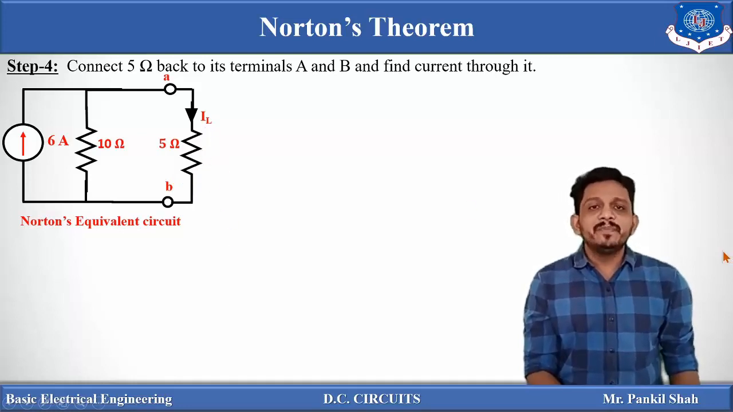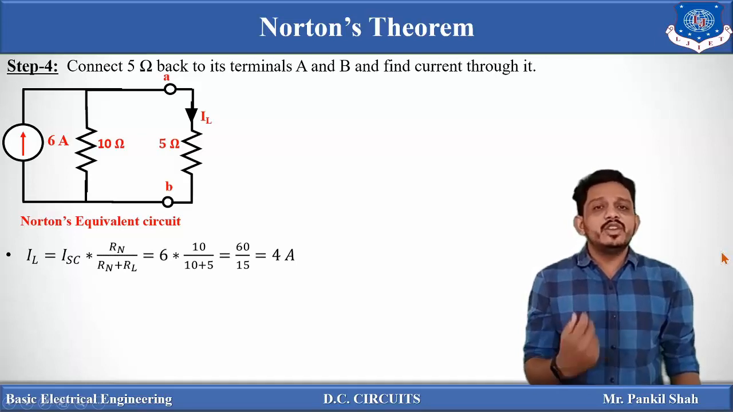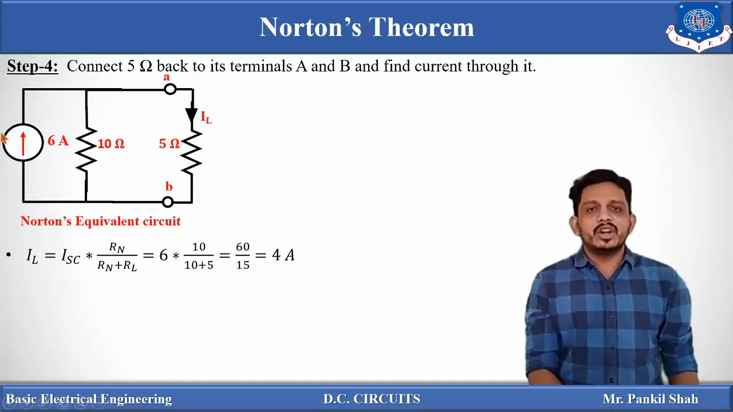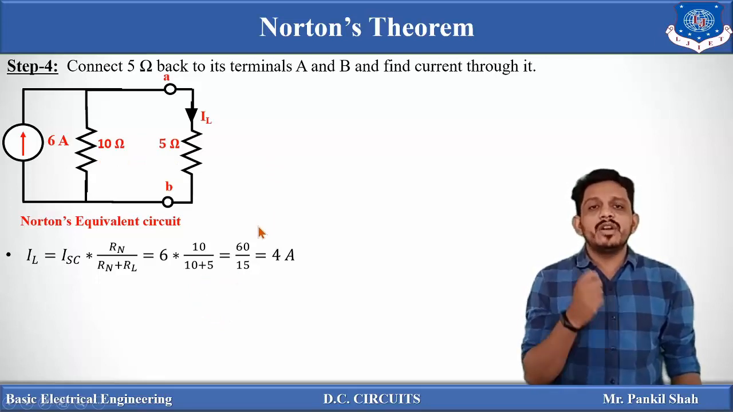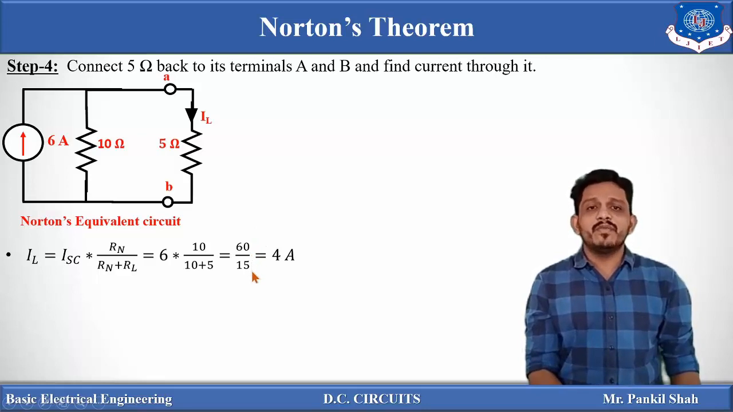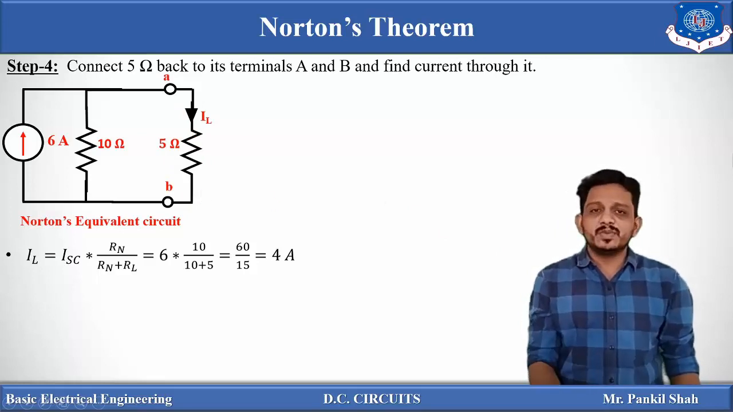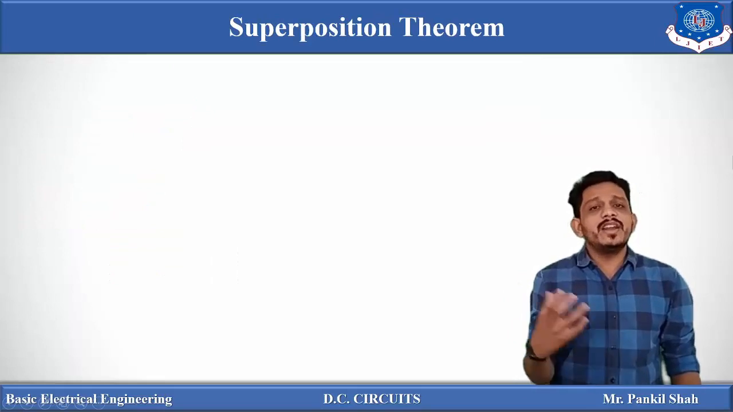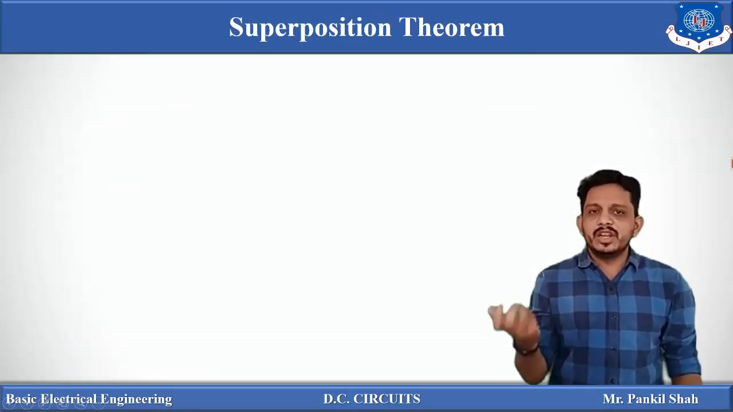If you want to find the current flowing through this 5 ohm branch, then you have to apply the current divider rule. That is the total current, ISC 6 ampere, into, if you want to find the current flowing through this branch, then the opposite will be in the numerator. So 10 ohm will be in the numerator and the addition of these two resistances will be in the denominator, that is 10 plus 5. So it will be 60 upon 15, which will give you 4 ampere. So 4 ampere is the current flowing through our required branch. In this way, in any network, you can find the current or voltage by using Norton's theorem.